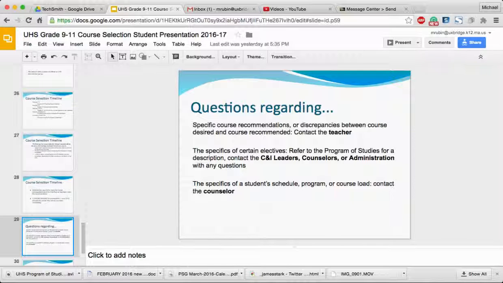If there are specifics regarding certain electives or a full program of a discipline, check the program of studies or contact the C&I leaders. And if you have a specific question about a student's schedule, their program, or a full student course load, reach out to the student's guidance counselor. All of this information, including FAQs, is available on the high school's scheduling tab website.